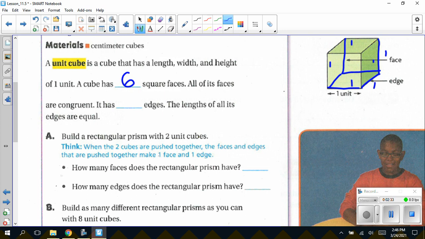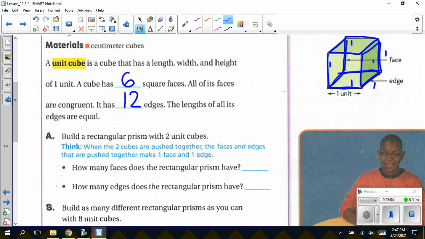Now we need to count the number of edges this cube has. So I see on the top face, there are 4 edges. Then on the bottom face, there are also 4 edges. And then the sides, you again have 4 edges to complete. So I have a total of 12 edges with this cube.